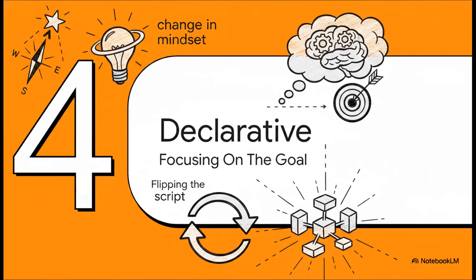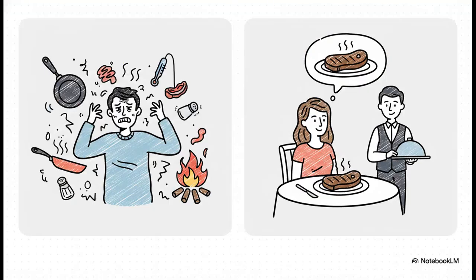Moving to Section 4, Declarative Programming, where we focus entirely on the goal. This fourth toolkit item completely flips the script on how we communicate with our computers. Imperative programming focuses on exactly how to achieve a task. Declarative programming focuses on what to achieve, completely ignoring the how.